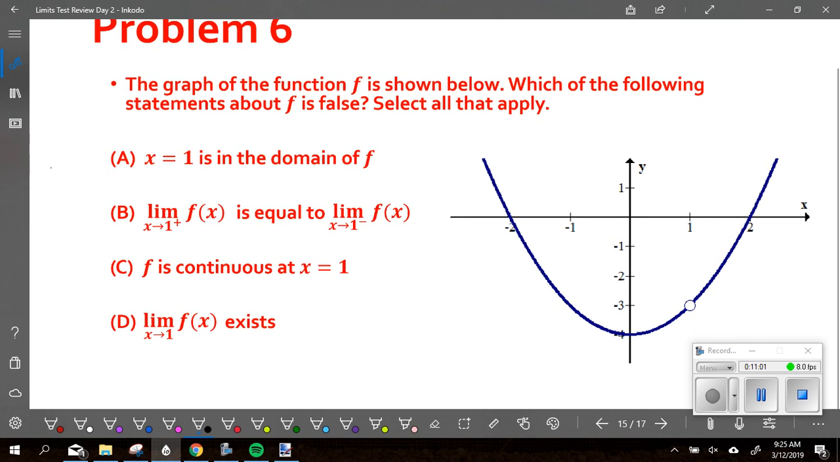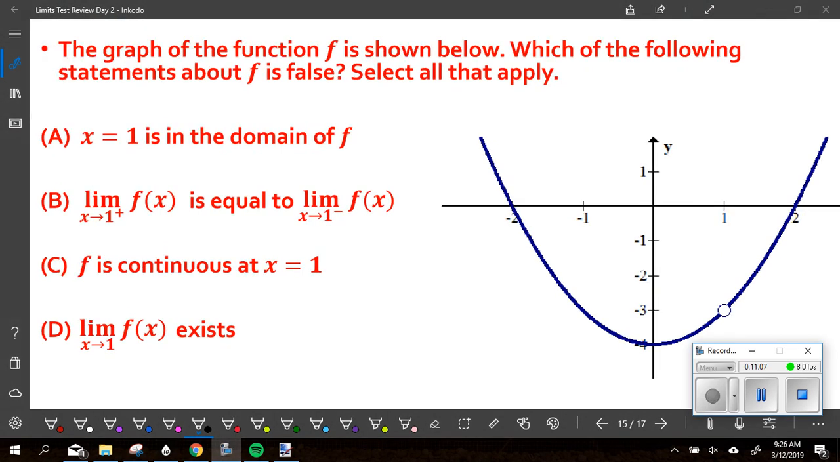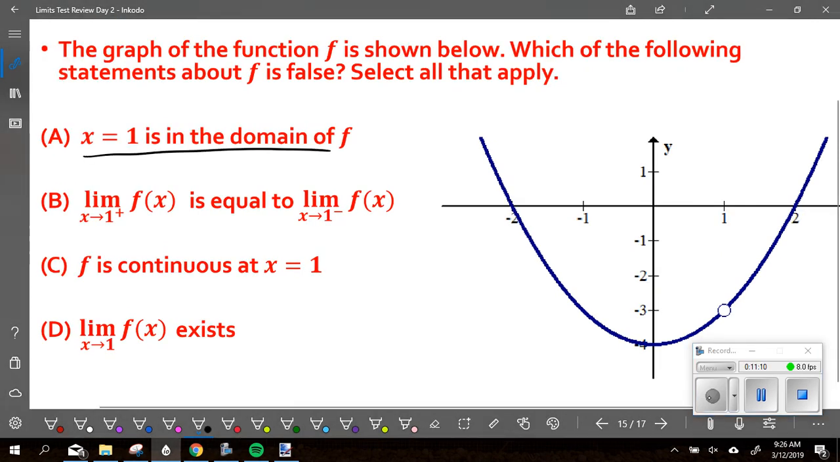The graph of the function f is shown. Which of the following statements about f is false? Select all that apply. The answers here, is x in the domain? No, because there's no value. And so A is false because there is no value. If there was a closed circle right here, then it's in the domain, but there's not, so it's not.